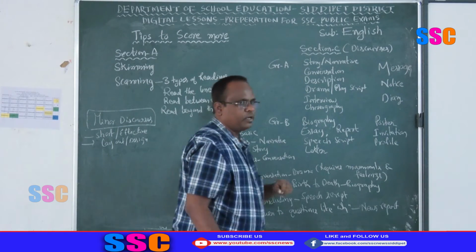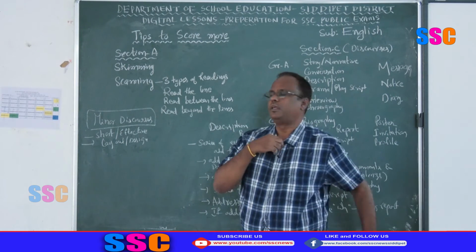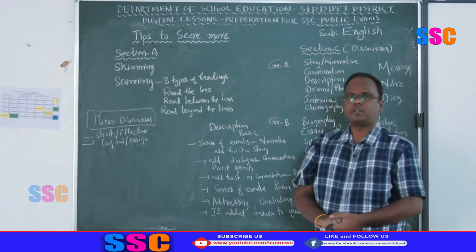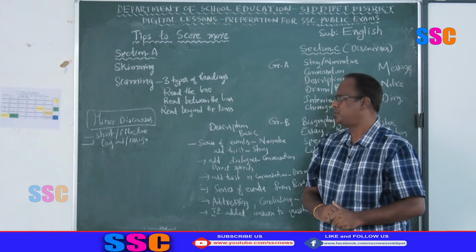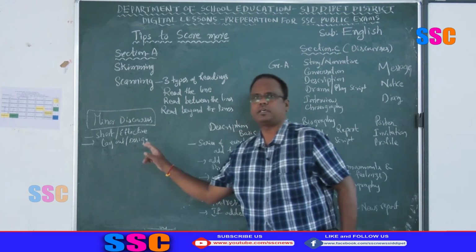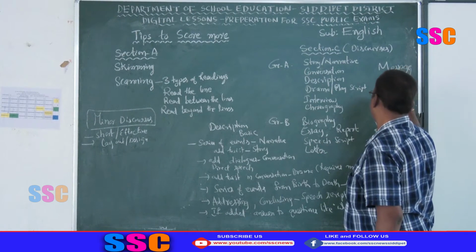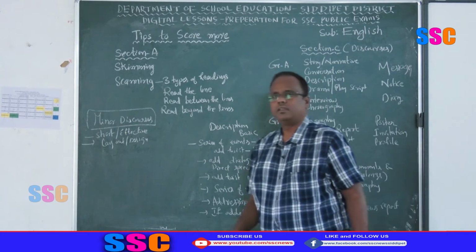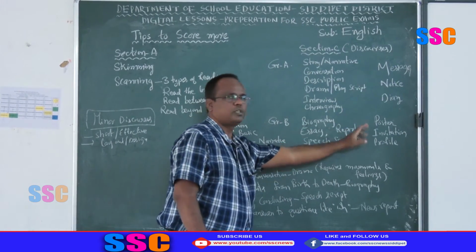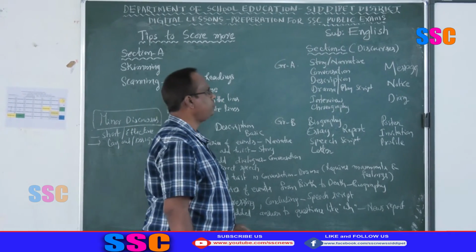Right. Now, coming to the minor discourses. Minor discourses are always short and effective. They should have one particular layout and design. So, minor discourses are message, notice and diary, which you generally come across in Paper 1, and poster, invitation and profile, which you come across in Paper 2. Fine.